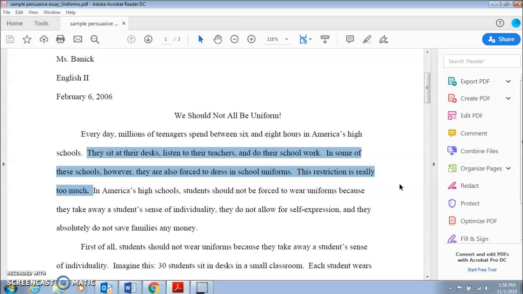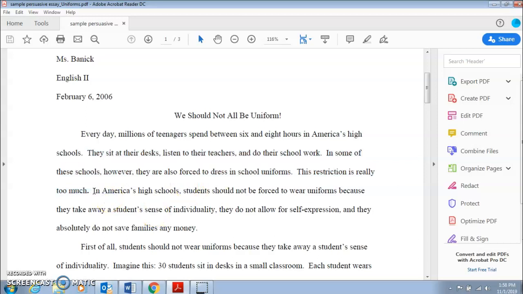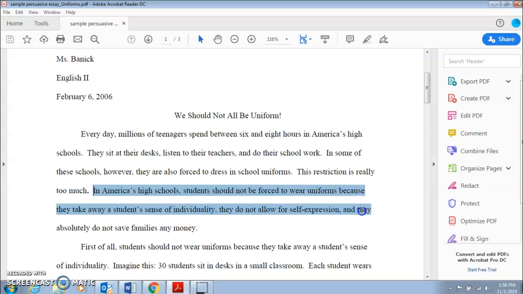Now when I look at their thesis statement, here it is. In America's high schools, students should not be forced to wear uniforms because they take away a student's sense of individuality, they do not allow for self-expression, and they absolutely do not save families any money. So this thesis statement is correct.